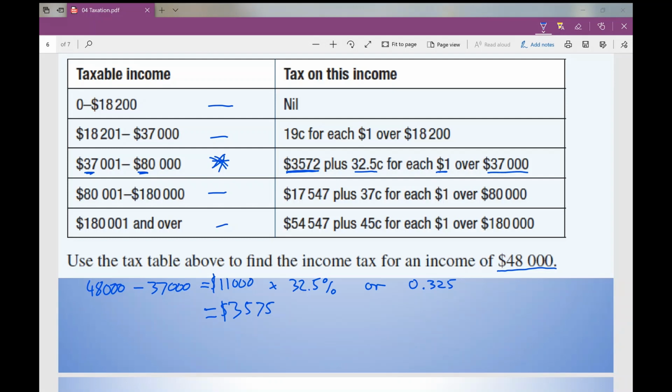To find the total tax paid, we actually need to add in the flat rate tax as well. And if we pop that into our calculator, we end up with $7,147. And that's our answer for the amount of tax paid on an income of $48,000 using a tax table.